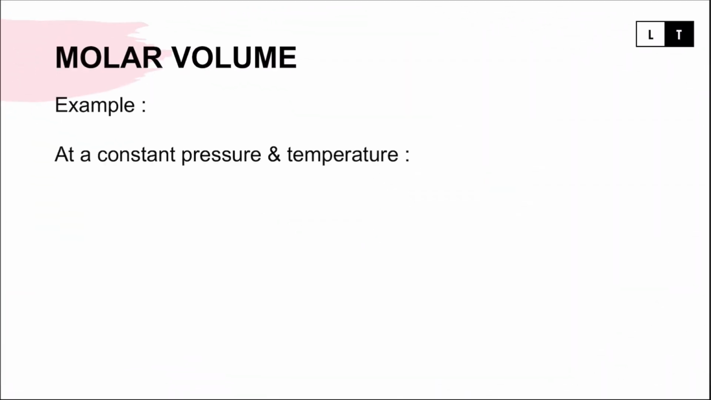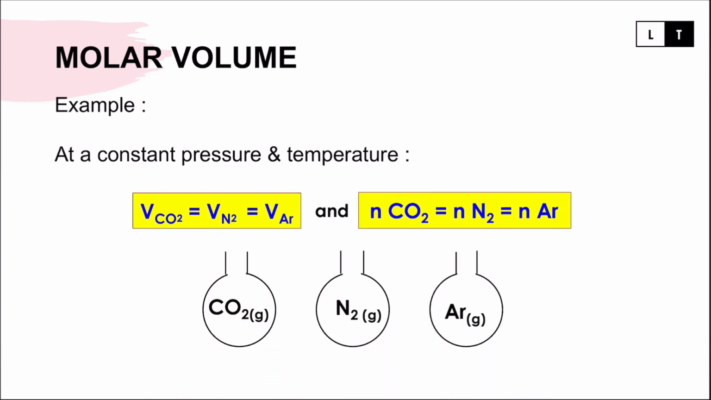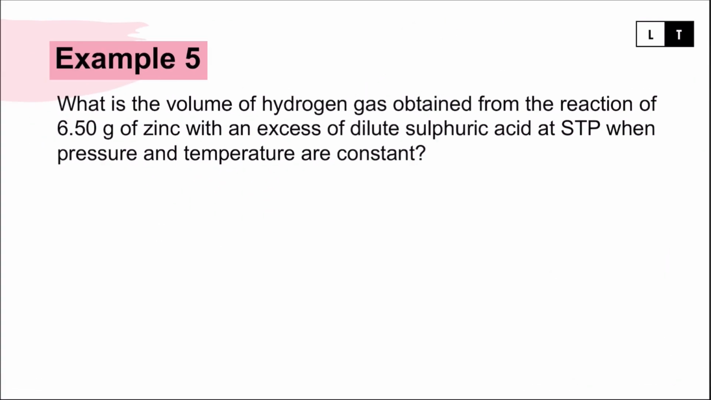For example, if I have at constant pressure and temperature, awak akan nampak relationship between these 3 gases di mana number of moles dia akan sama sekiranya volume dia sama. So, itu adalah relationship yang kita sudah belajar dalam konsep molar volume. So, why not we apply the concept that we've learned so far into this example, example 5.